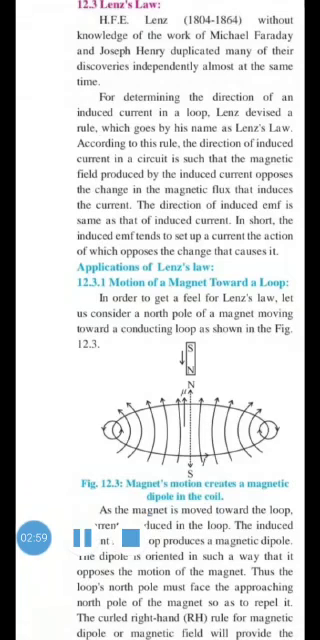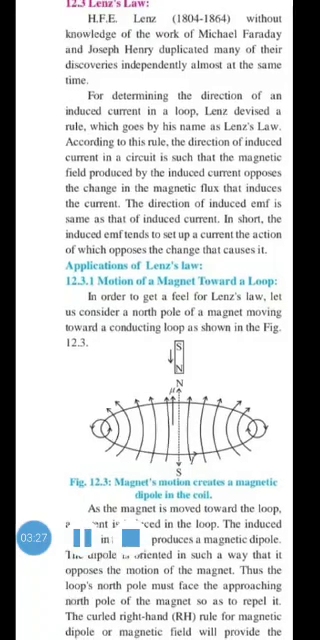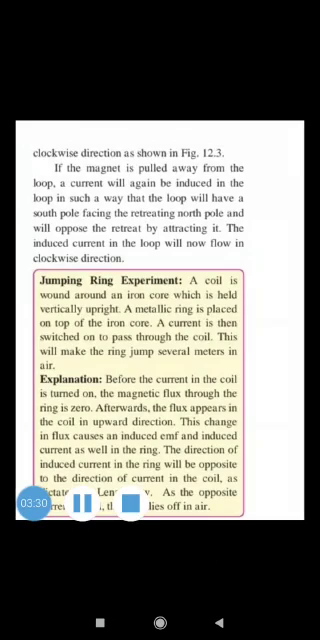The induced current in the loop produces a magnetic dipole, and the dipole is oriented in such a way that it opposes the motion of the magnet. When the north pole of the magnet points towards the loop, then according to the curled right hand rule, the magnetic dipole or magnetic field gives the direction of induced current in the loop. The induced current in the loop will be in clockwise direction in the above figure.